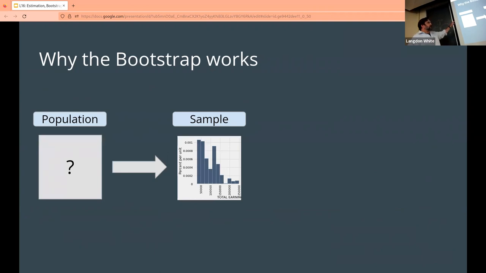Okay, so when the Bootstrap works, okay? We don't know exactly what the population looks like, because we don't have a census, right? So we don't know what the real thing looks like. But we do have a sample that we think is pretty good, okay?